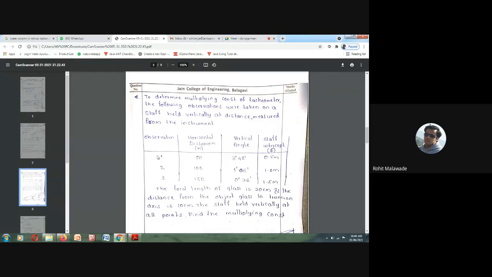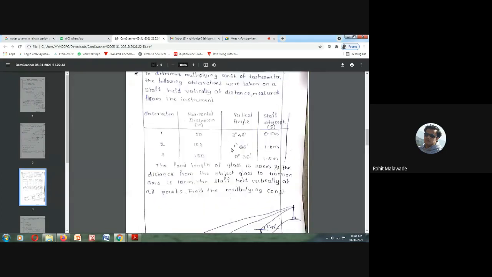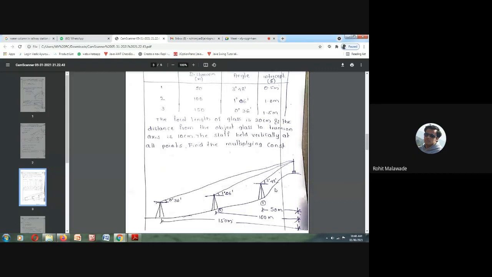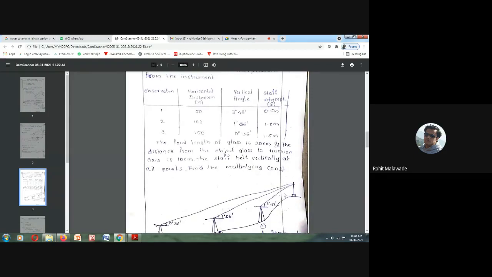And the first vertical angle for the 50 meter is 3 degree 48 minutes. As you are very near to the staff and the staff is at a height, what will happen? Your sight angle is going to increase. So it is 3 degree 48 minutes for 50 meter. Then the staff intercept you are going to get is 0.5 meter from here.